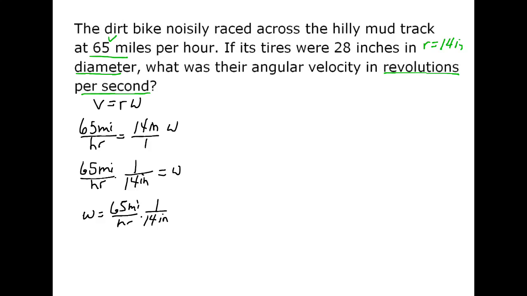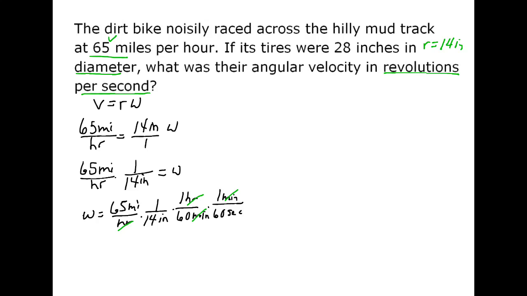So first of all, let's take care of this hour. We want seconds. So 1 hour is 60 minutes. We put the hour in the numerator, and that way the hour and the hour cancel. I need seconds though, so 1 minute is 60 seconds. So now my seconds are left after my minutes cancel.